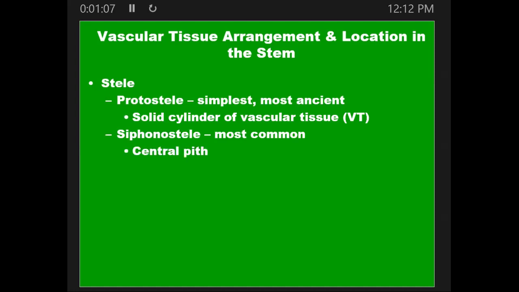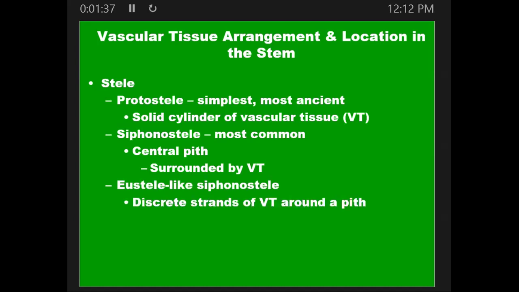And then the saphenostele actually, well, that one will have a pith region, which is usually parenchyma cells, and then they'll have vascular tissue around that. Usually, a saphenostele is usually pretty much a solid ring of vascular tissue. And then there's another version called the eustele-like saphenostele. So it's a ring, but it's broken up a little bit. So it's not a solid ring. It's kind of clusters of vascular tissue. But overall, the pattern looks like a ring around the pith region.